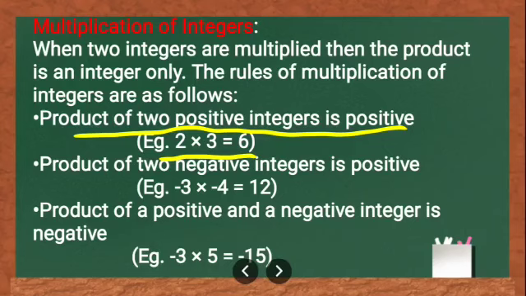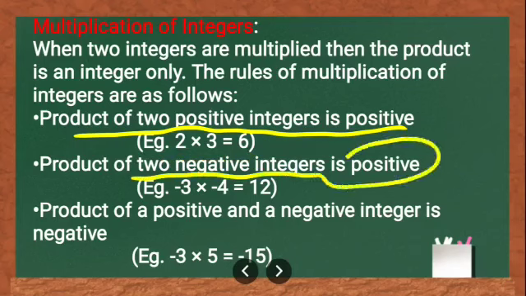Okay, and the second rule is the product of two negative integers is positive. If you multiply any two negative integers, then also the answer will be the positive one. For example, minus 3 into minus 4. I have already told you in the previous slide, minus into minus will become plus. So 3 4s are 12, and minus into minus becomes plus, so plus 12 is the answer.